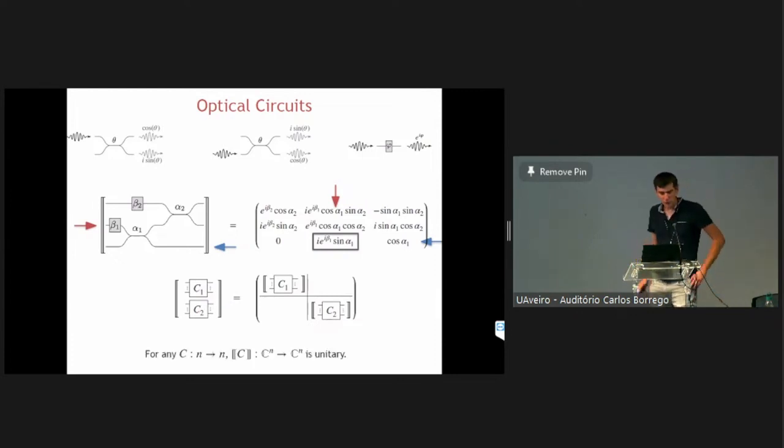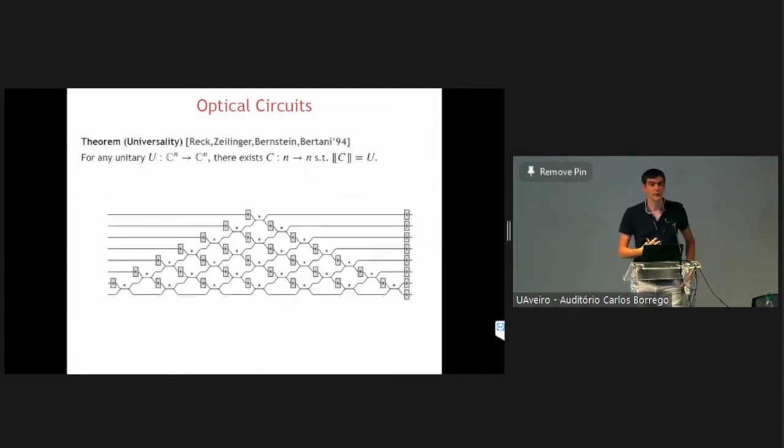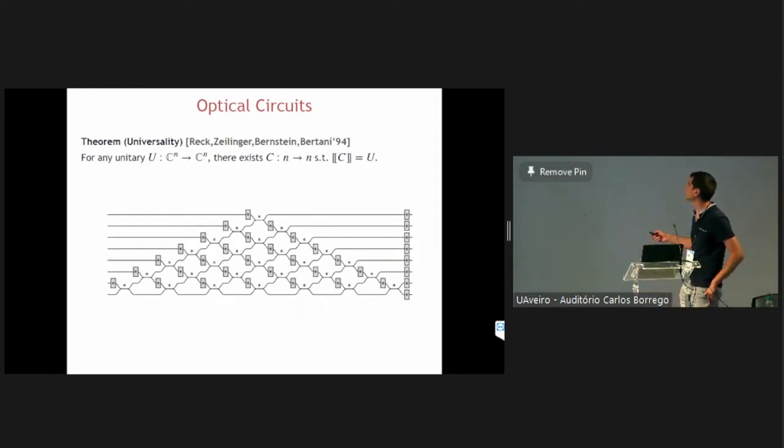Okay, so for any circuit, the matrix you are constructing like this is a unitary matrix. Again, the dimension is n, the number of inputs and outputs of your circuit. So it's a unitary transformation by construction, and it turns out that this model is actually universal. This is a well-known result by Reck et al. in the 90s: for any unitary transformation, you can build an optical circuit with this triangular shape, which implements this unitary transformation.